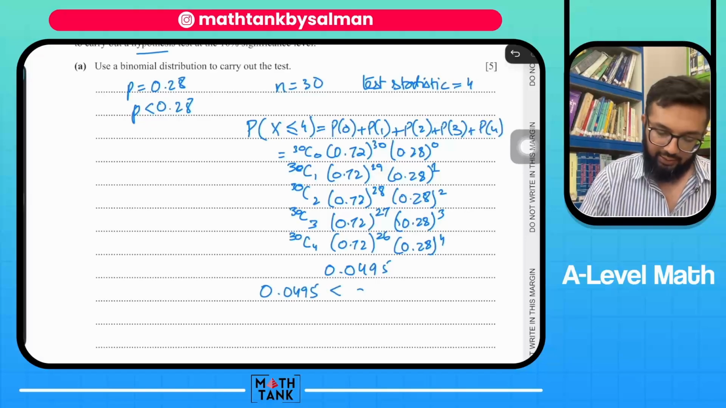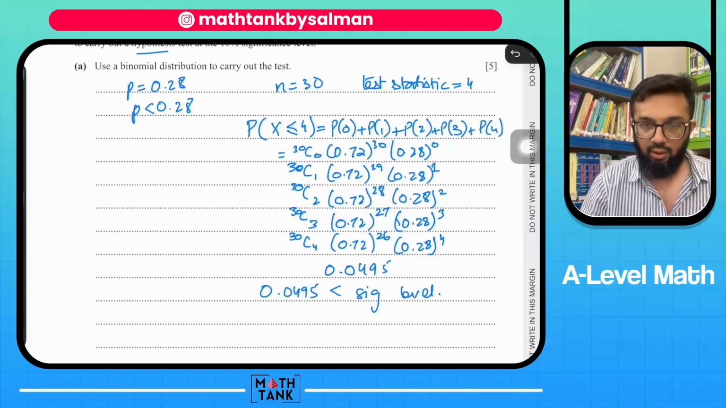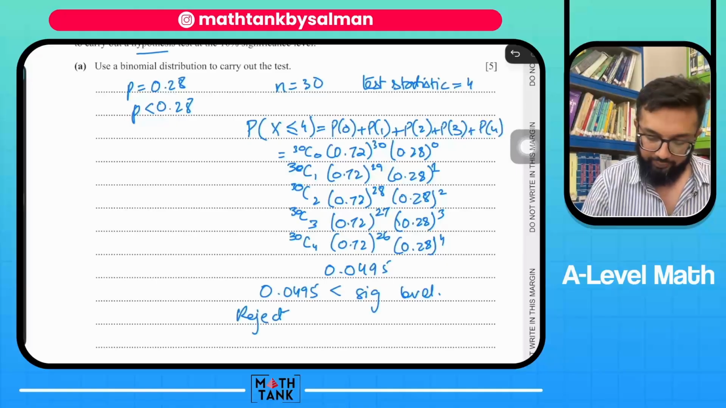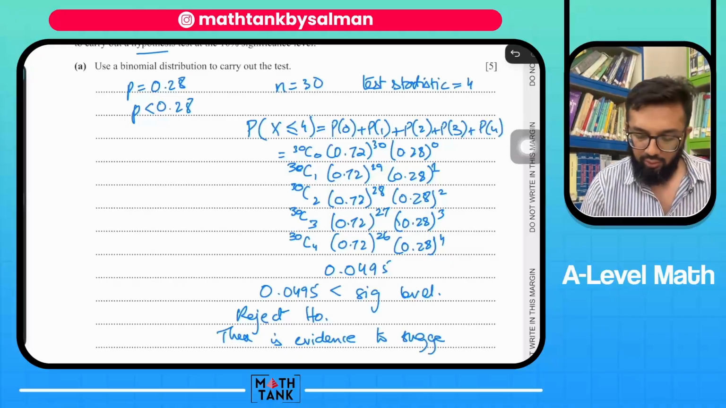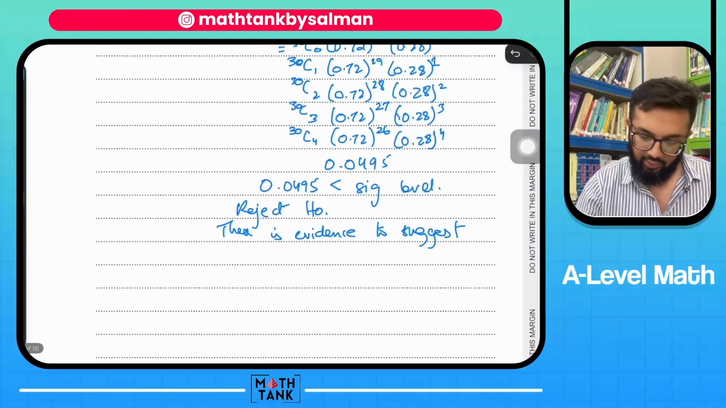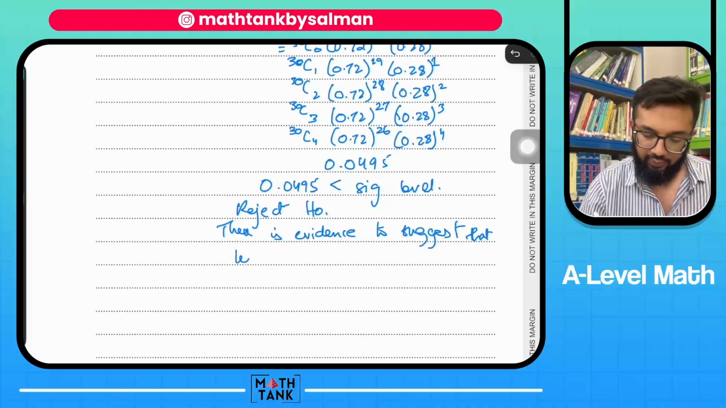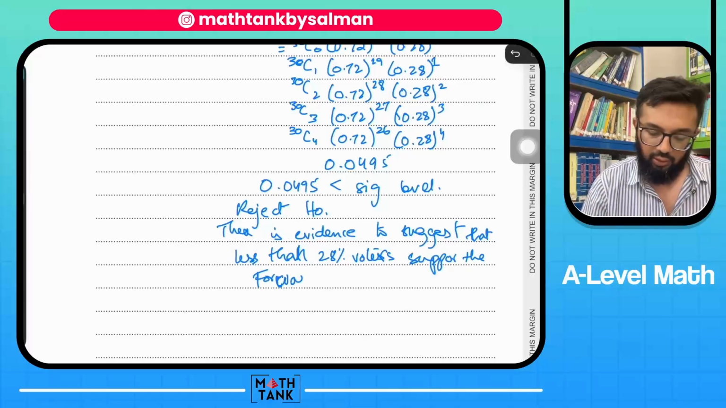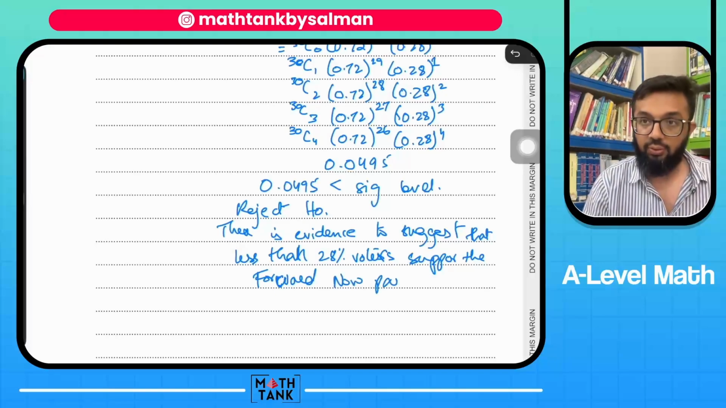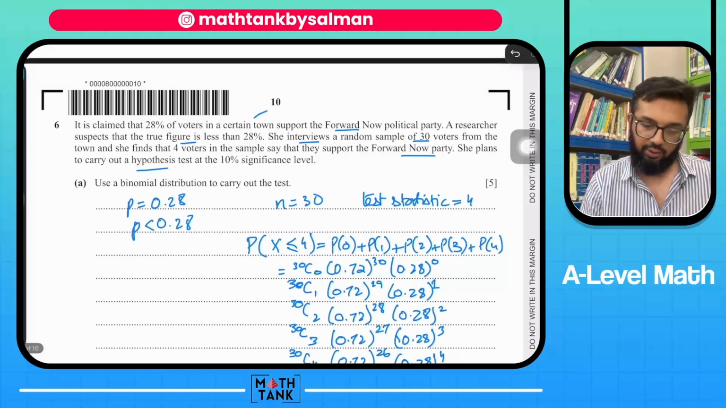0.0495 is less than the significance level. Okay, reject H naught. There is evidence to suggest that less than 28% of voters support the Forward Now party. Okay, easy question. Let's do the next one.